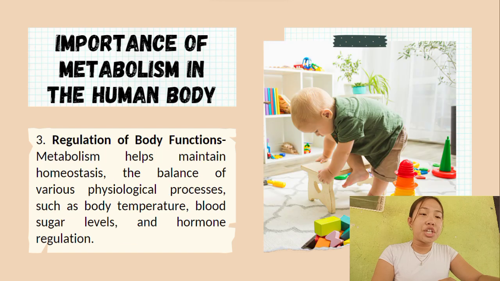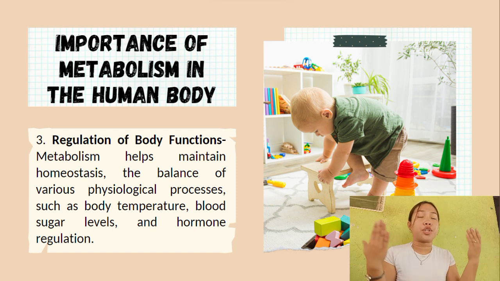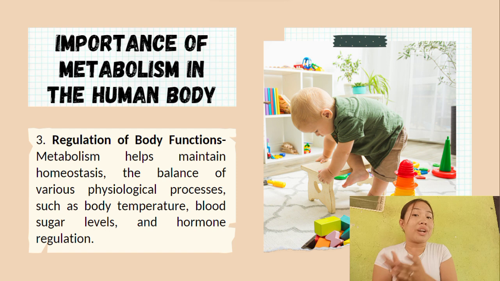Next is the regulation of body function. Metabolism helps to maintain homeostasis, the balance of various physiological processes such as body temperature, blood sugar levels, and hormone regulation. For instance, when the blood sugar level rises after a meal, metabolic processes are activated to convert glucose into glycogen for storage, thereby restoring the balance.